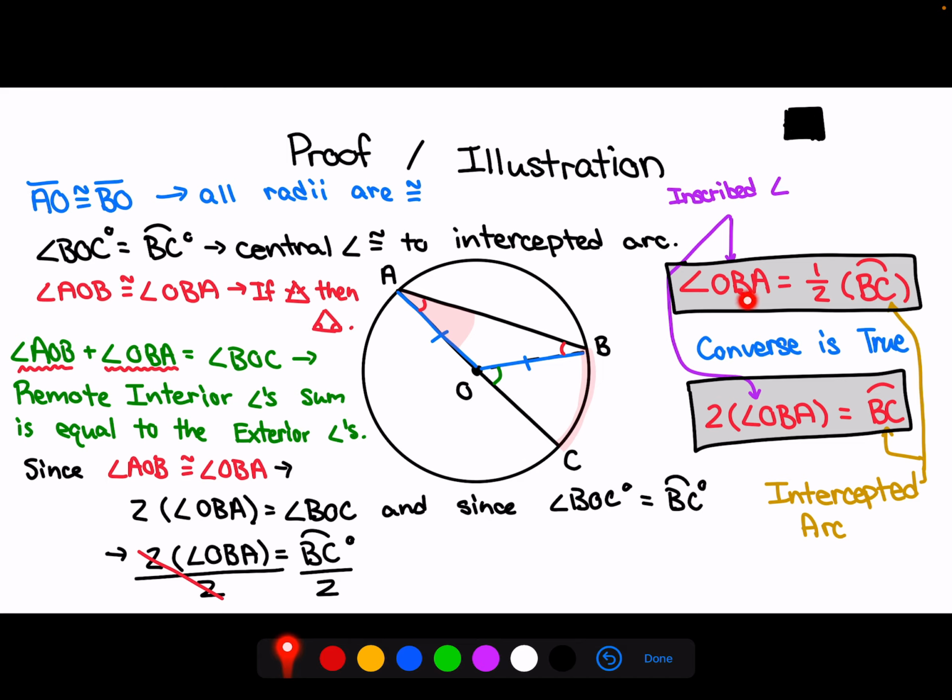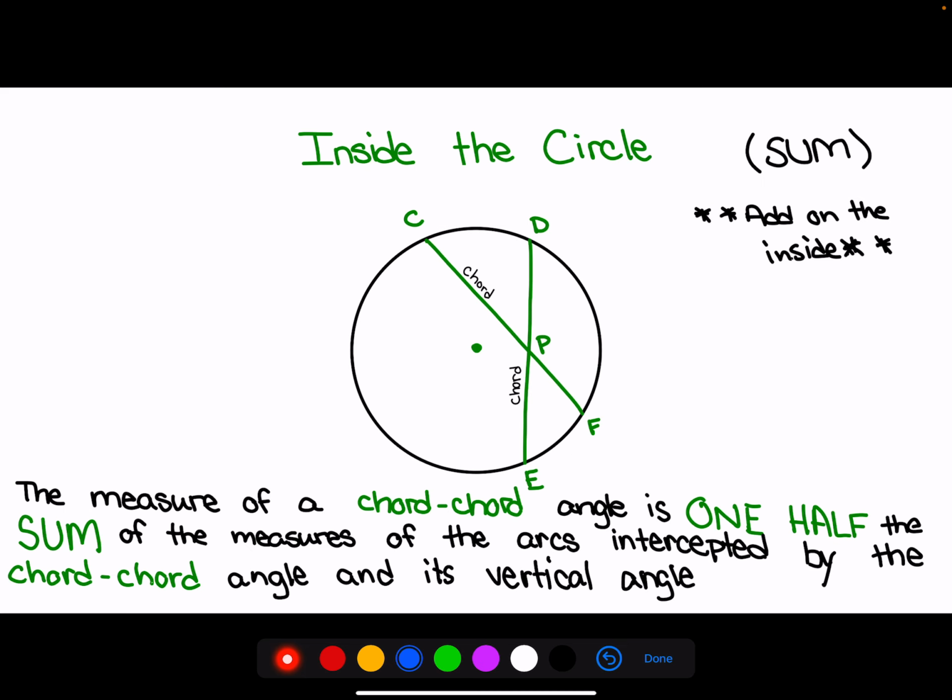And I know that this says angle OBA, which is this angle right over here. But again, these two angles are the same, so it works for both of them. And again, that's also why the tangent chord angle works for this one, because the tangent chord would just intersect right here. All right, next up, what if we are inside the circle?